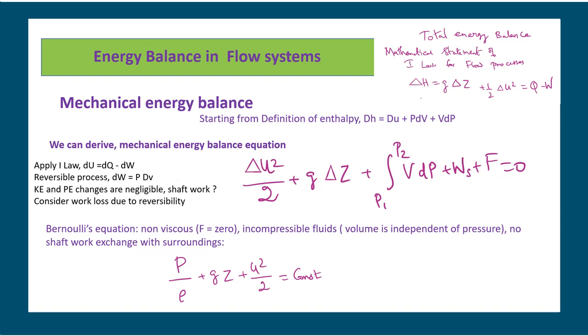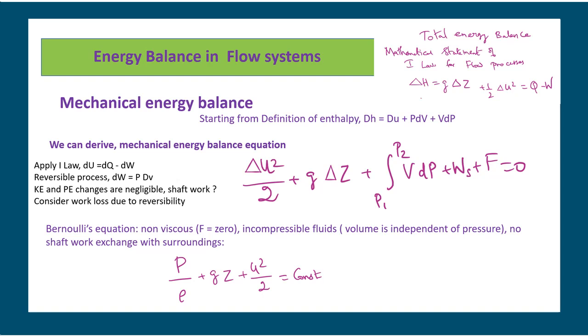So we can derive this expression by starting from the definition of enthalpy. What is that? dH equals dU plus PdV plus VdP. So starting from this, by using the first law of thermodynamics, and for a reversible process the work done by the fluid is dW equal to PdV, we can modify this to write this equation.